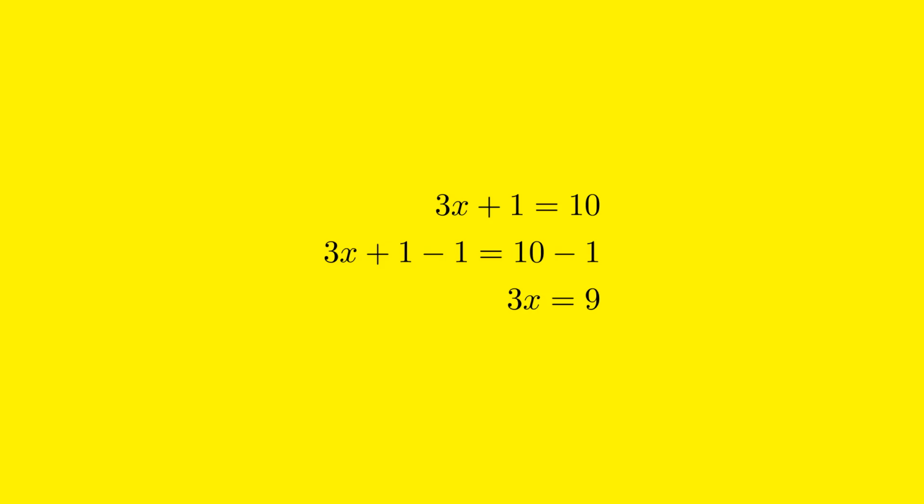Now we simplify both sides. On the left side, plus 1 minus 1 cancel each other out because they equal 0. This leaves us with just 3x on the left side. On the right side, 10 minus 1 equals 9. So the equation now simplifies to 3x equals 9. We have successfully altered the expression by eliminating the constant term 1 from the left side, allowing us to focus on the term that contains the variable.